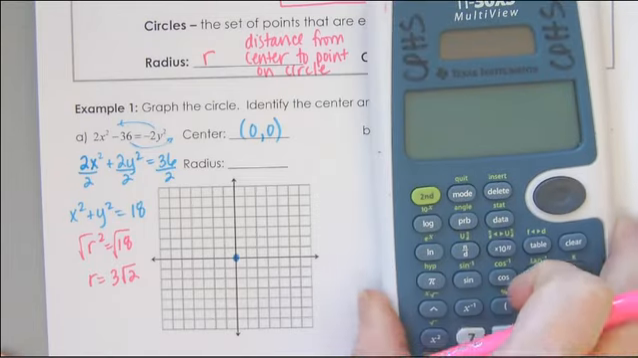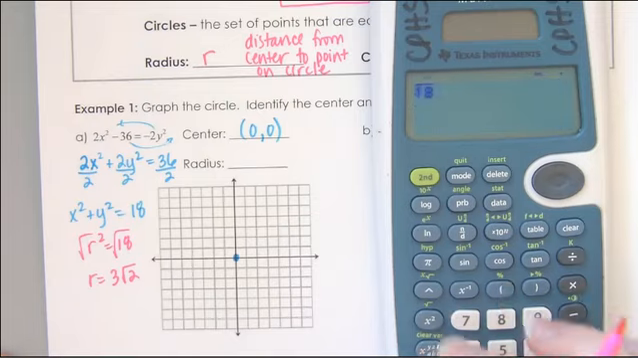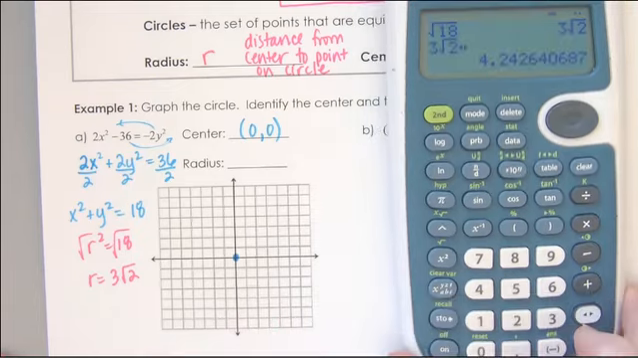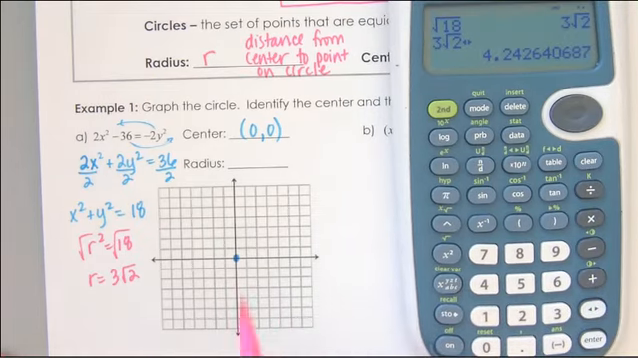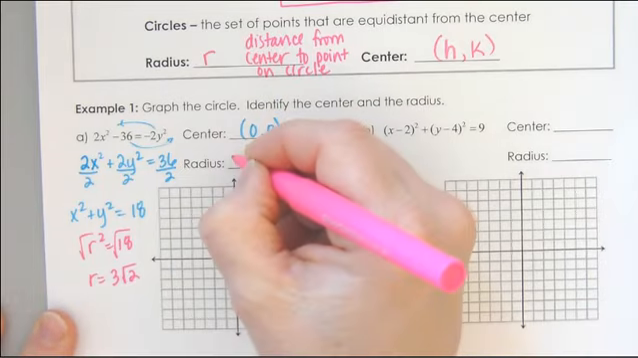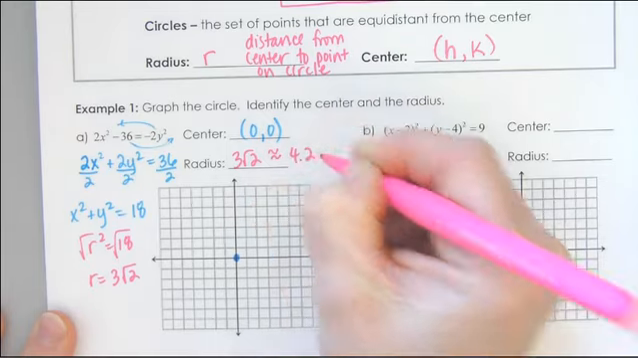Let me just show you here. If we type the square root of 18, I get 3 radical 2. That's not very helpful to figure out how to graph this, so make sure you hit those double arrows right here to get an approximate 4.2. So my radius is 3 radical 2, which is approximately 4.2.